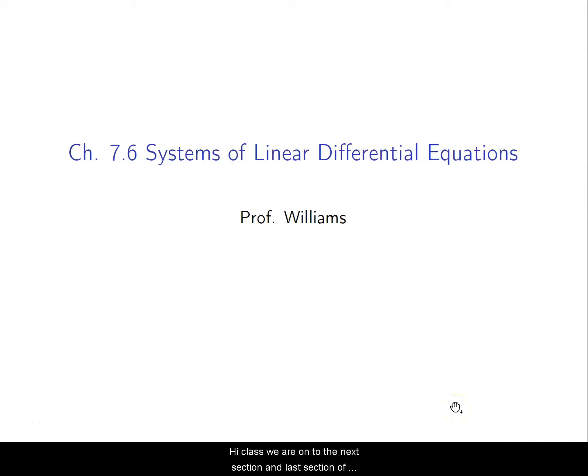Hi class, we are on to the next section and last section of chapter 7. So we're going to be finishing up the Laplace transform. We're basically going to be talking today about how the Laplace transform applies to systems of linear differential equations. Now, the next chapter is all about systems of differential equations, which is really nice. If you've taken linear algebra already, then the next chapter is going to be a breeze for you.